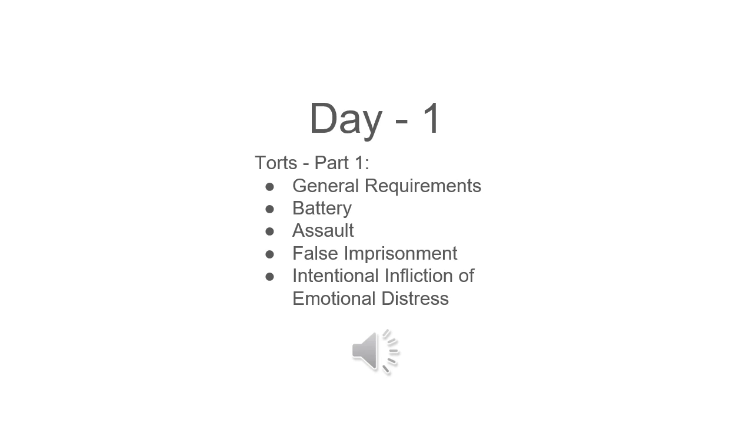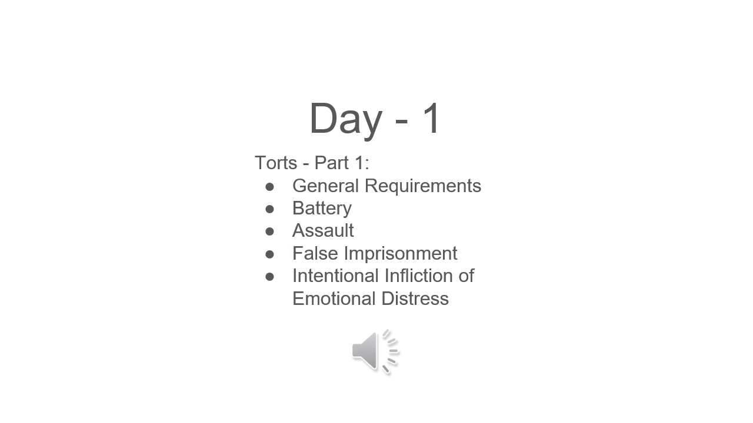Looking at IIED, extreme or outrageous conduct must be such that an ordinary person would consider it outrageous. Again, an ordinary person would consider it outrageous. It's more likely to be found outrageous if the defendant is in a position of authority over the plaintiff, or the plaintiff is a member of a group with known and/or heightened sensitivity.